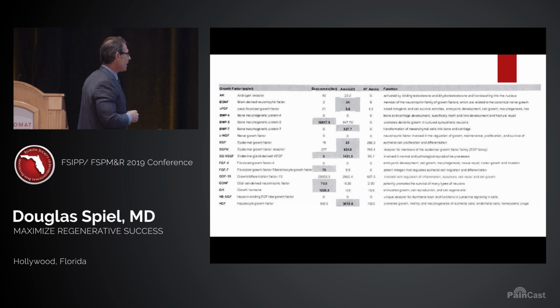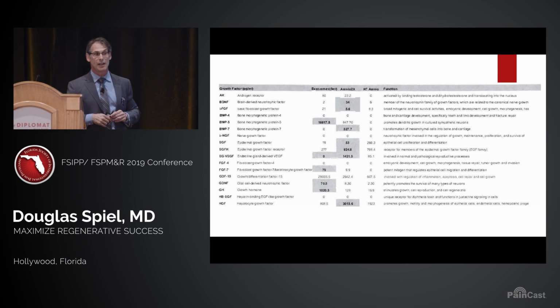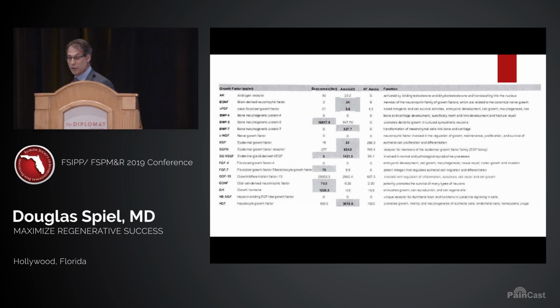If you look up at GDNF, glial-derived neurotrophic factor, is important for neurons. Again, that is more prevalent in exosomes. Growth hormone, more prevalent in exosomes, and that's how you're going to grow these tissues.